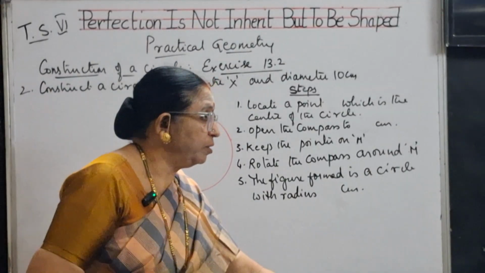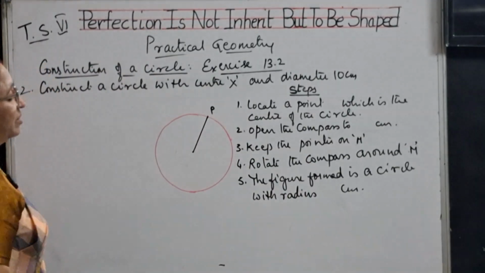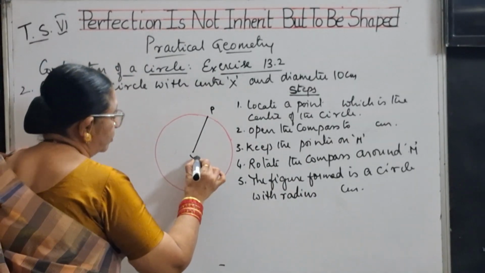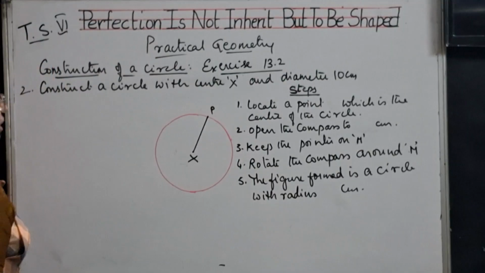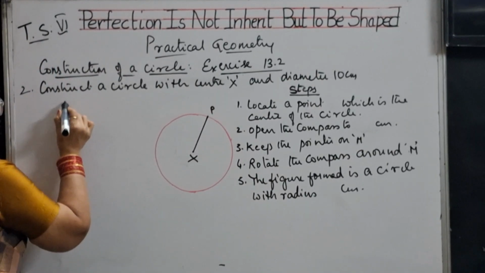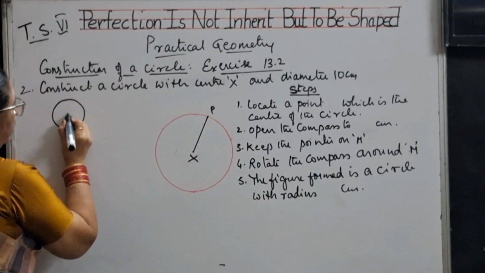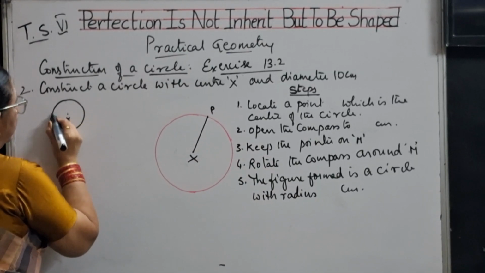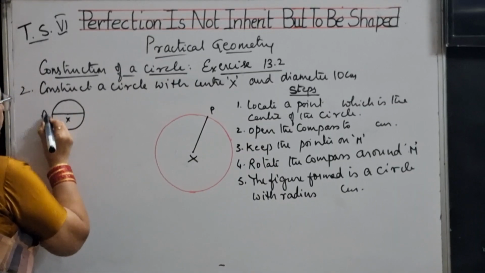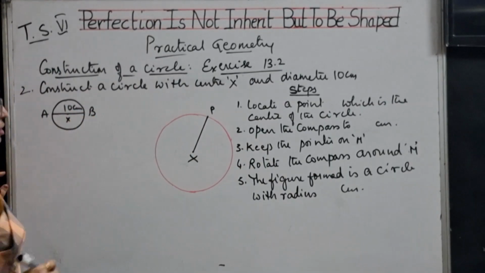Second problem is, you have to construct a circle with center X. The center should be X. So this is X, and the diameter is 10 centimeters. What is a diameter? First let us see. Suppose this is a circle and this is the center X. Diameter is this. AB is the diameter, 10 centimeters.